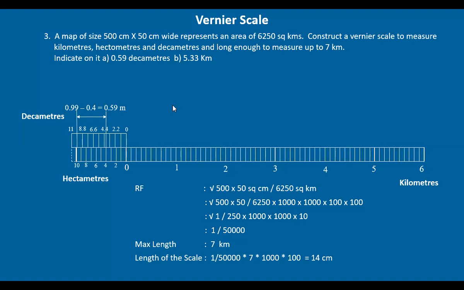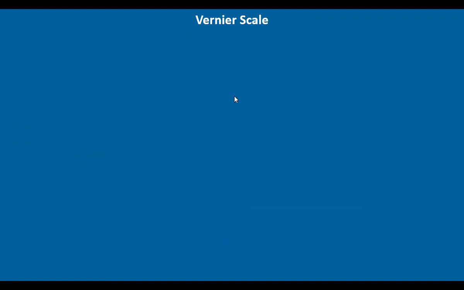Okay. Now another one, 5.33. Again divided into 5 plus 0.33. 0.33 is readily available here. So at 0.3 we draw a line and 5 we draw another line. This length is 5.33. Okay. So like this we draw the vernier scales.